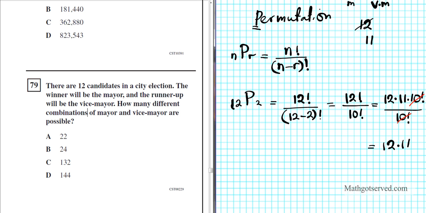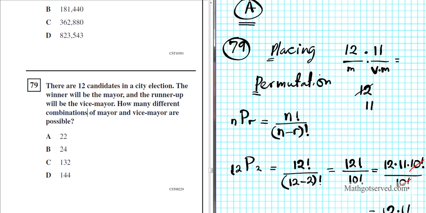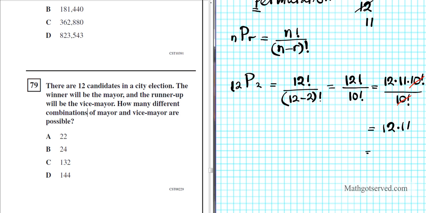That's exactly what we had up here when we used the other method, okay? So what is 12 times 11? 12 times 11 is 132. You can do the multiplication to verify. So our answer is option letter C.